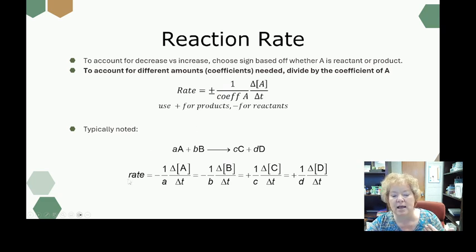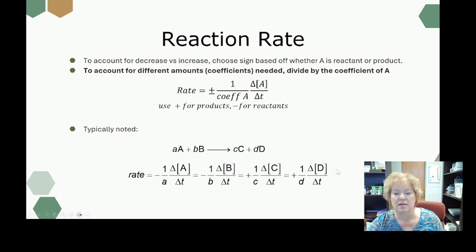And so this is typically how it's noted, but I sometimes find stepping through that first makes a little more sense. It's usually written as, for the reaction aA plus bB makes cC plus dD, the rate is equal to negative 1 over a, so negative because A is a reactant, and the coefficient is a, so I'll divide by a, times the change in concentration of A over the change in time. Or, if I were going to talk about B, it would be negative 1 over b times the change in concentration of B over the change in time. Or if I'm talking about C, it'd be a positive 1 over c times the change in concentration of C over the change in time.